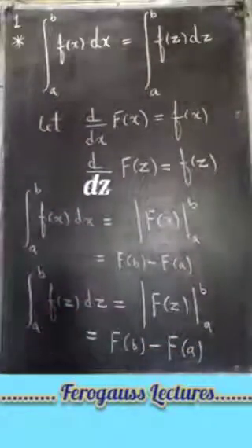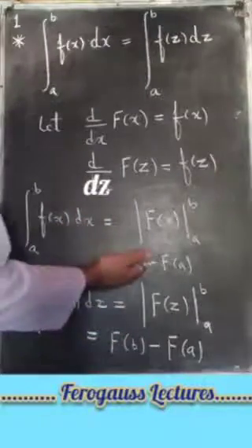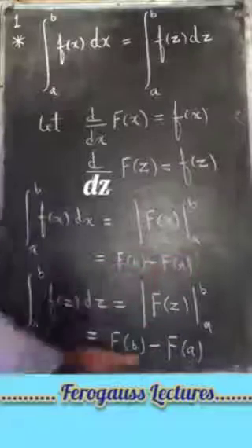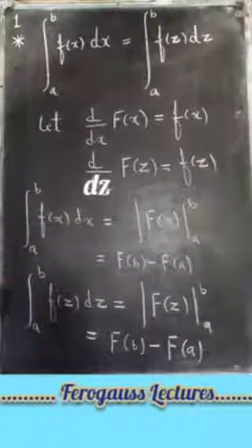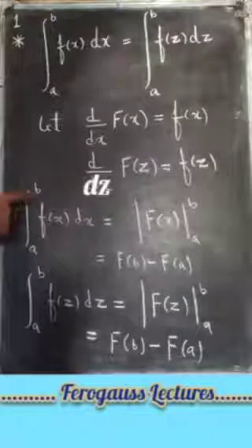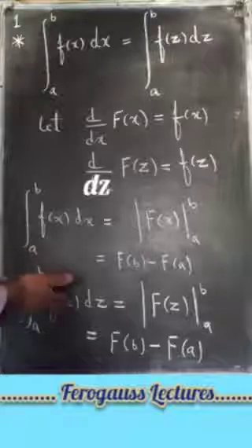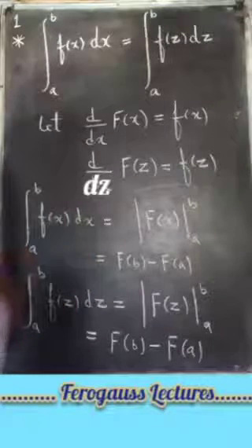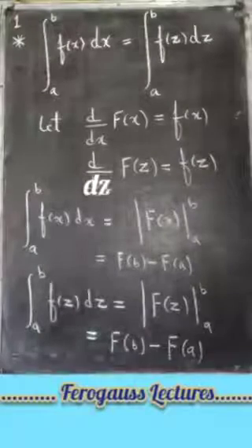From these two equations, the RHS is the same. In the RHS we have F(b) minus F(a) in both the equations. That means the LHS is also the same. Or we can say integral a to b f(x) dx is equal to integral a to b f(z) dz. This proves property number 1. Now let us take one more property.